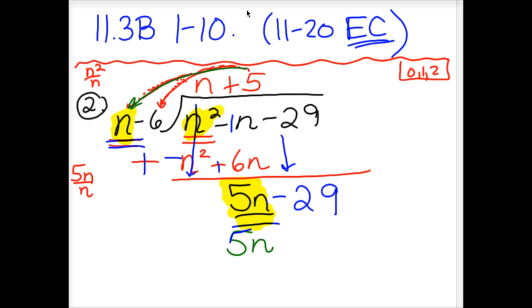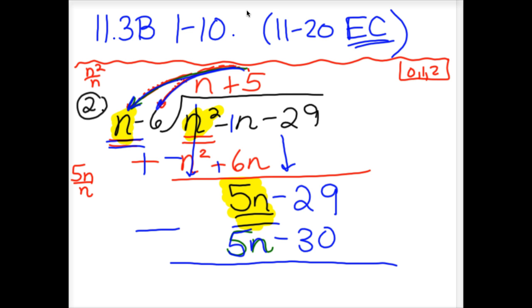I'm going to keep this all blue here. 5n times a minus 6, so watch your signs, is a negative 30. Then I draw a line and I subtract, but I hate subtraction, so I add the opposites. And now I add them up. These will always go, or you did something wrong. Negative 29 plus 30 is a 1.